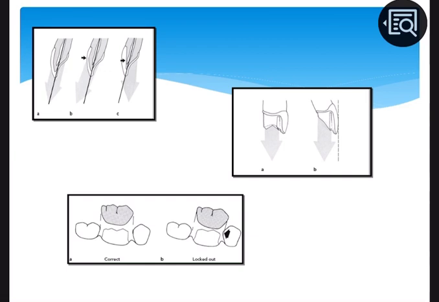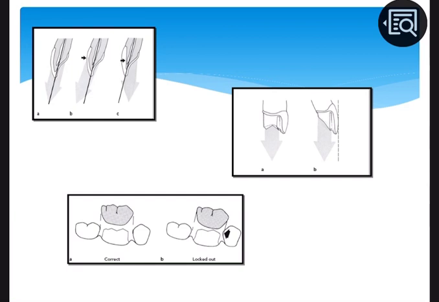And in C, you see the path of insertion is directed lingually. So again, we have a problem when we set the path of insertion lingually: it can encroach on the pulp. So the principle is that when we plan the path of insertion, it should be along the long axis of the tooth.